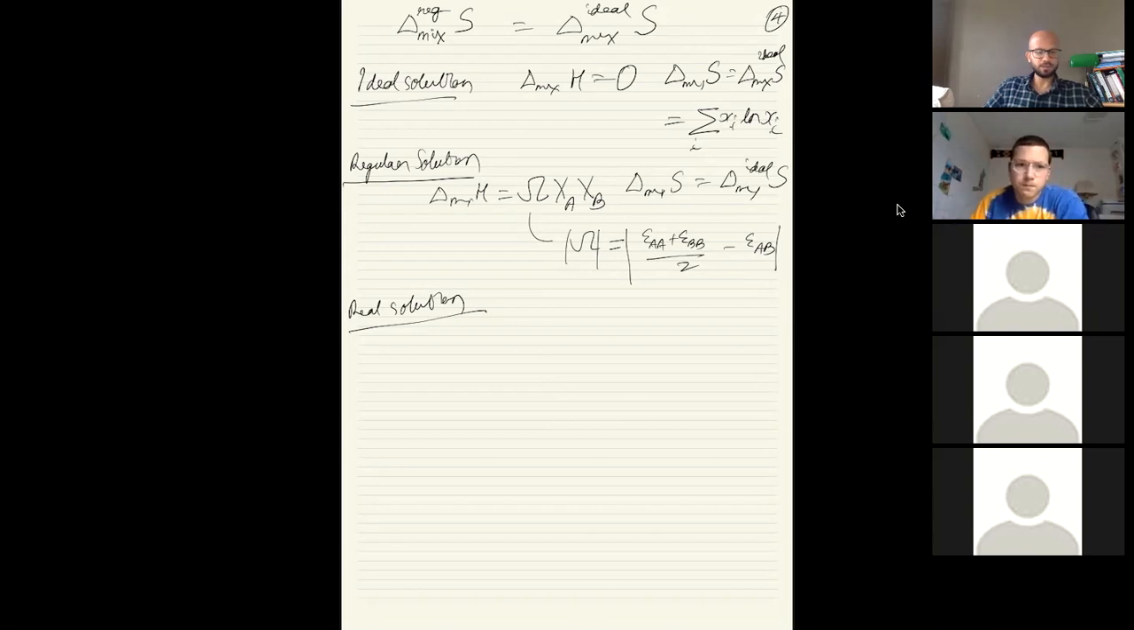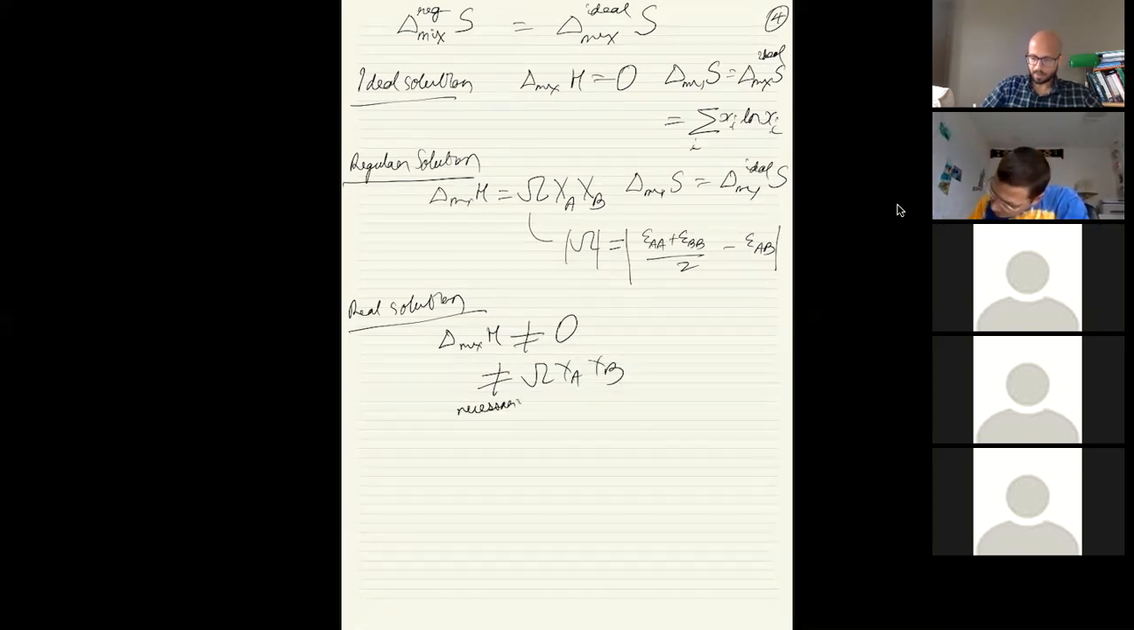Well, real life is complicated. Real solutions are very complicated. So in this case, our delta mixing H will be non-zero, and it will not necessarily be equal to omega Xa Xb. It might turn out that omega Xa Xb is a good model even for a certain real solution, but you don't expect that to be true. And most importantly, delta mixing S is not going to be equal to the ideal delta mixing S. So what do we do in this case? Can we calculate our delta mixing S?